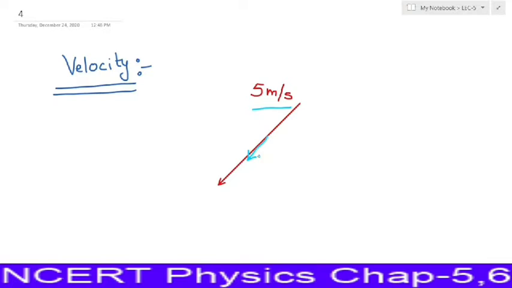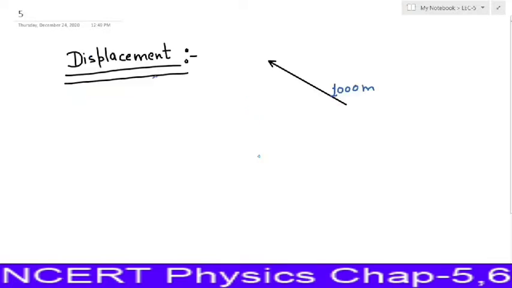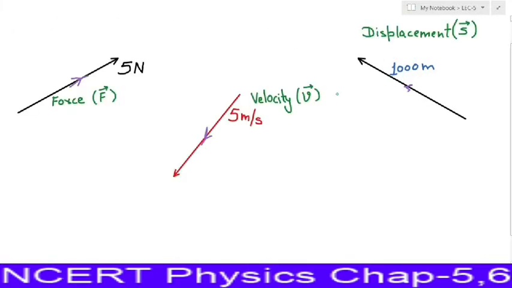A similar example we can take for displacement also. Suppose I say from this point I have traveled a displacement of 1000 meters. Now again this sentence is incomplete because you did not provide the direction in which that 1000 meters is traveled. Now if I show it like this, then this makes sense. It shows I traveled a displacement in this direction and the magnitude of displacement traveled is 1000 meters. Now again, if I look at these three examples, then these give a complete knowledge about vector quantity.